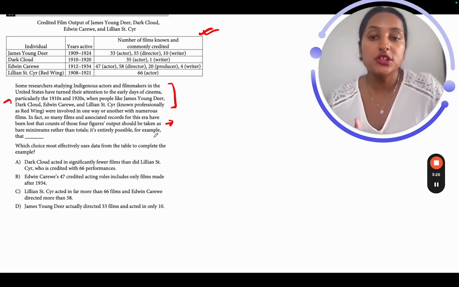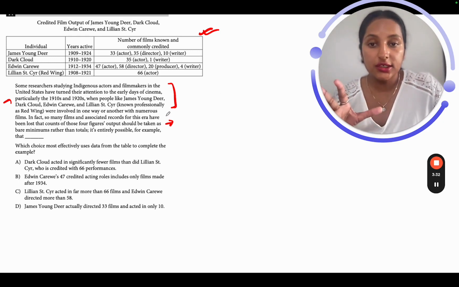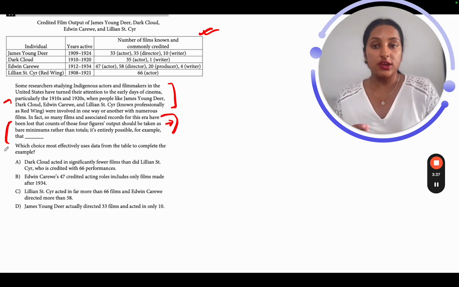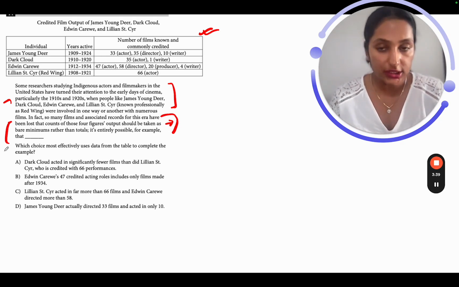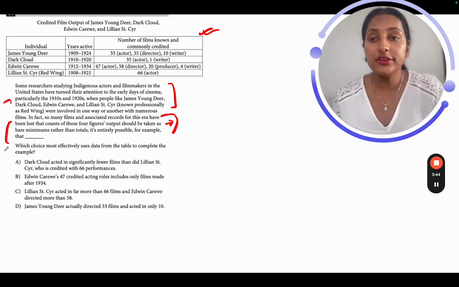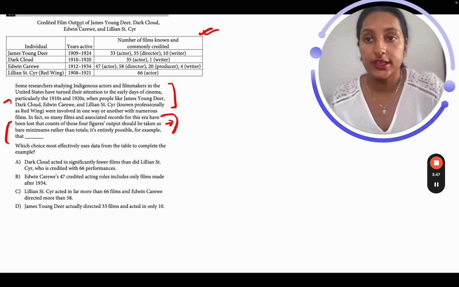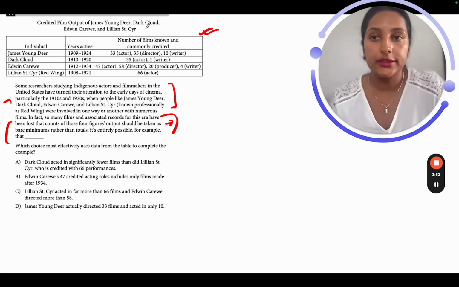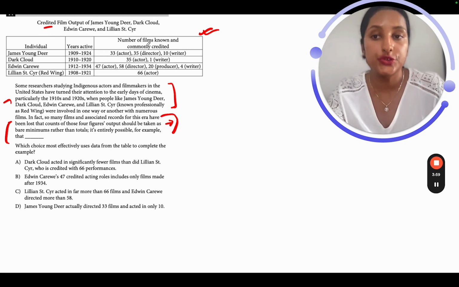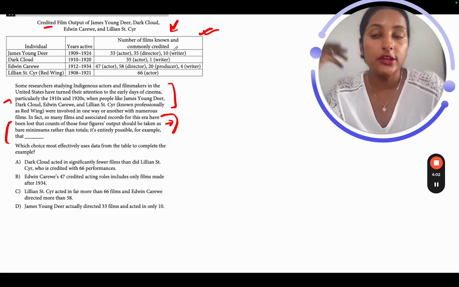It is entirely possible, for example, that... now we have to find an example from the table that supports this information, that the numbers in the records are going to show the bare minimum rather than the total number of films they were associated with. Let's go ahead and read the table now. Let's look at this table. Credited film output of James Young Deer, Dark Cloud, Edwin and Lillian. So these are the film output or the numbers that they were associated with, right? The credits given for the number of films that they were associated with. So this is the record that they are talking about.